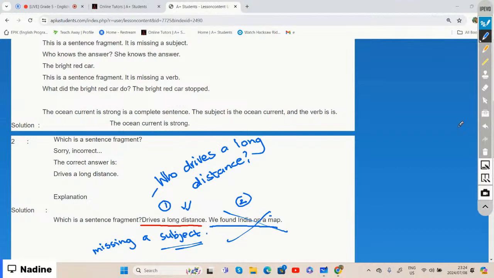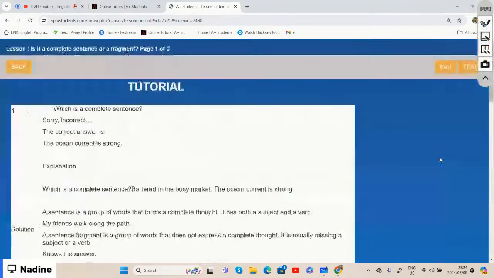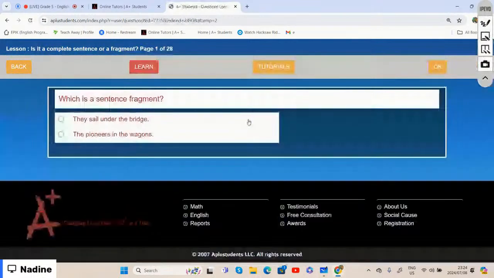The one underlined in red is correct, which is drives a long distance. That is a sentence fragment. It's missing a subject, right? And we need to ask ourselves who drives a long distance. So well done. Let's go to our test, right? So we're going to the test where we need to say, is it a complete sentence or a sentence fragment?